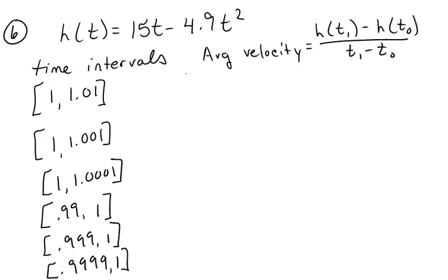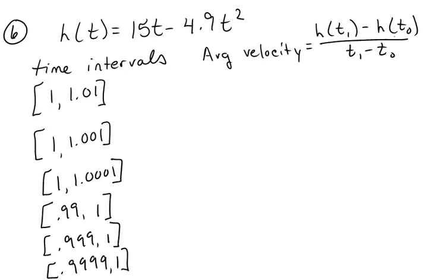Okay, looking at number 6 on your homework, they want you to compute the average velocity over these intervals and then use that to estimate the instantaneous velocity at t equals 1. So notice that they have chosen intervals to the right of 1, so 1 to 1.001, but very close to 1, and then also on the left-hand side. Here's your formula for the average velocity.